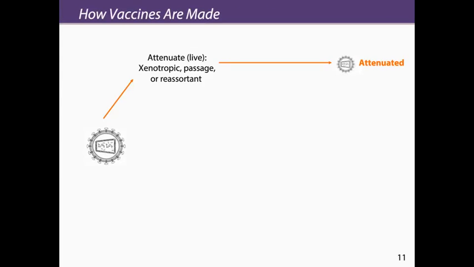So the first methods that were used were attenuation, either through the use of a xenotropic vaccine, serial passage, or now today we have a process called reassortant vaccines, where they take the genetic material from a wild-type virus, incorporate it into a parent virus that has already been attenuated, and administer that. That is the way the live attenuated intranasal influenza vaccine, or FluMist, is developed.